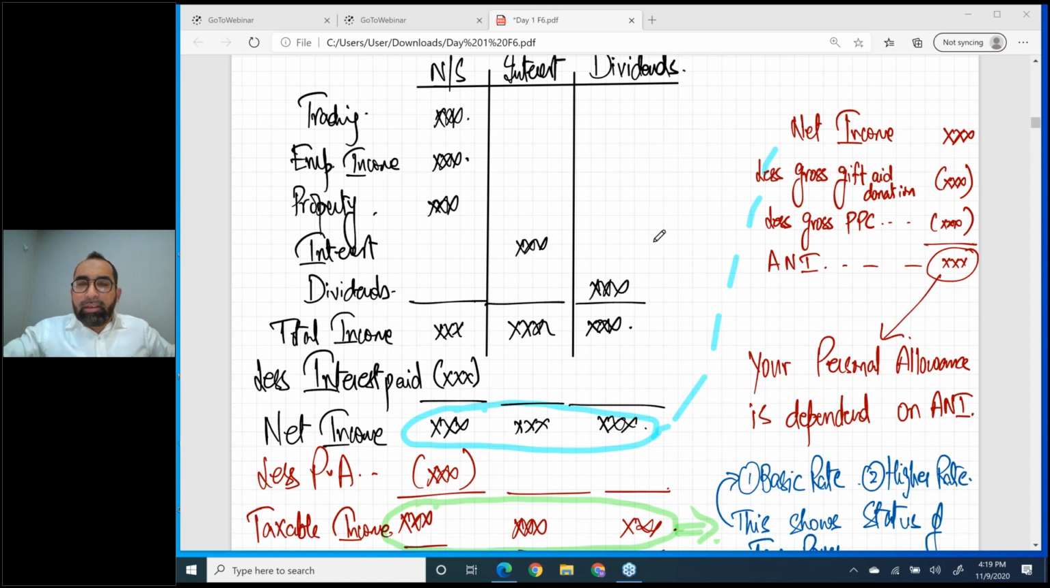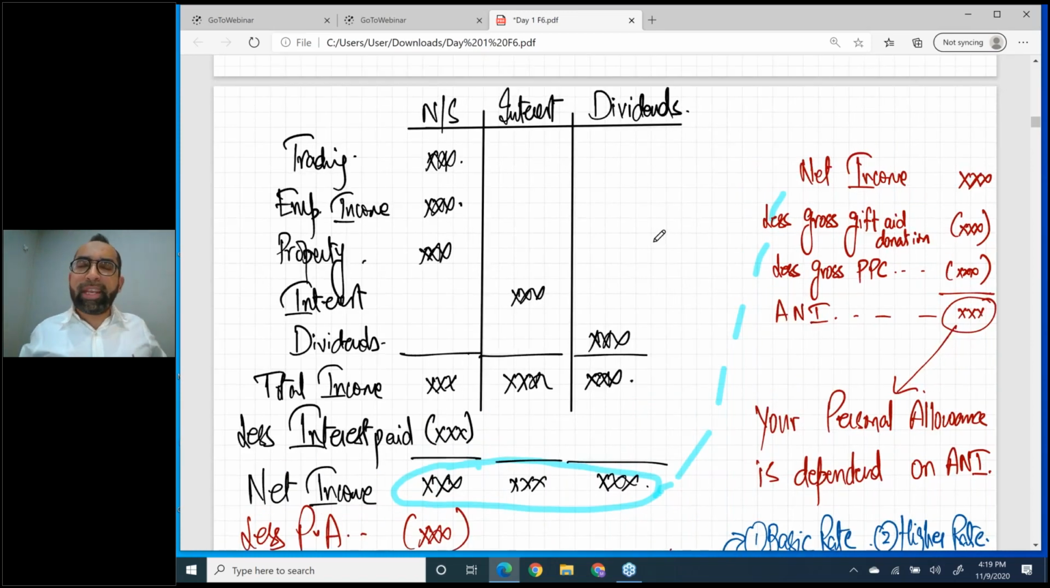Now you can see a sheet in front of you. I always say to my students, whenever you are asked to calculate tax for an individual, three columns will automatically come in your mind. The first column is, open your eyes, non-saving, NS. I have written NS. The second column is interest and third column is dividend.